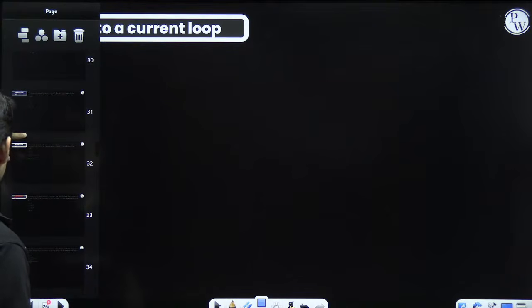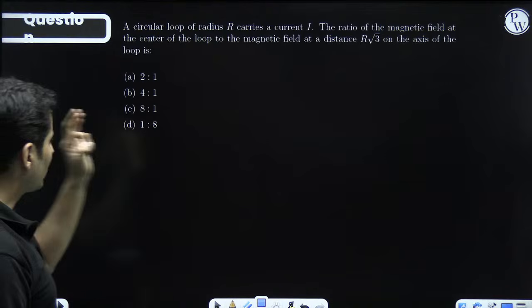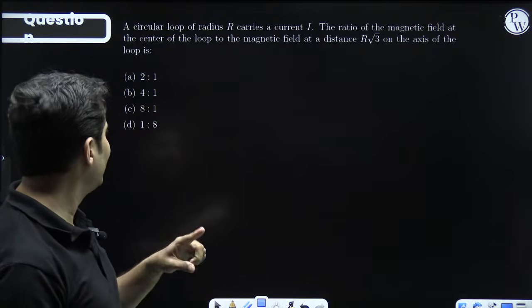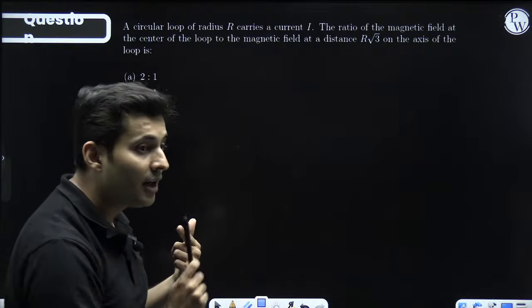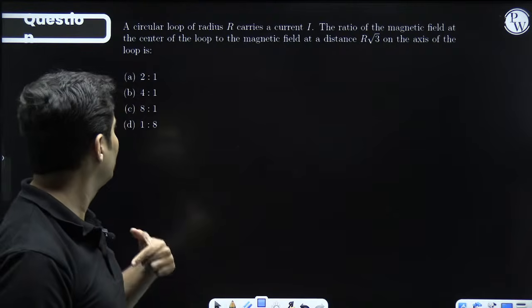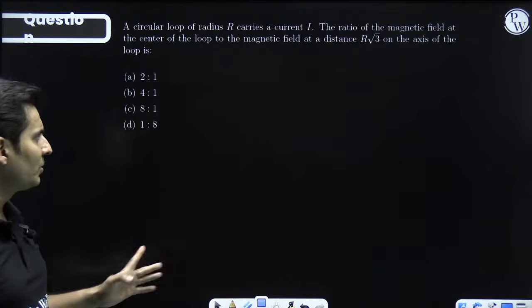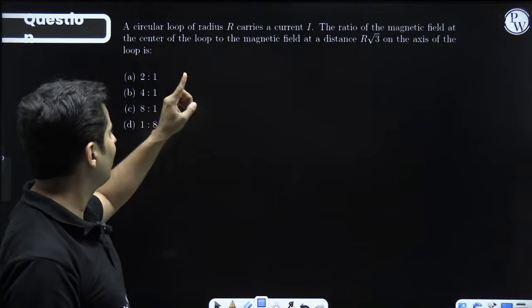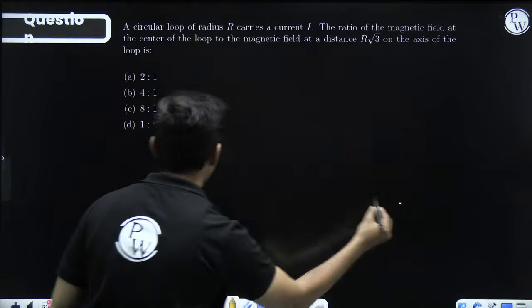Let's move to the next question. A circular loop of radius r carries some current. The ratio of the field at the center of the loop to the field at the distance r root 3 on the axis of the loop is how much? Simple and sweet question it is, but let's understand. First, the magnetic field at the center, which we know. So let's just put it over here.